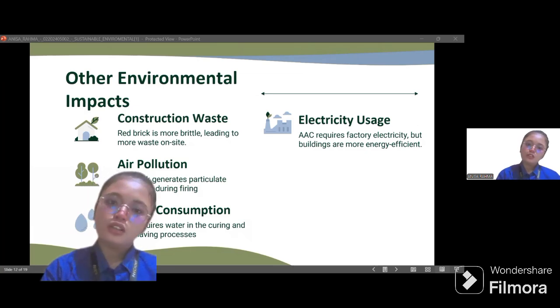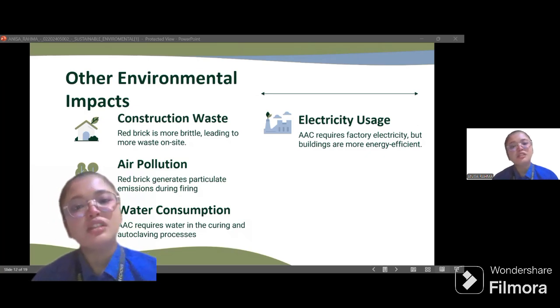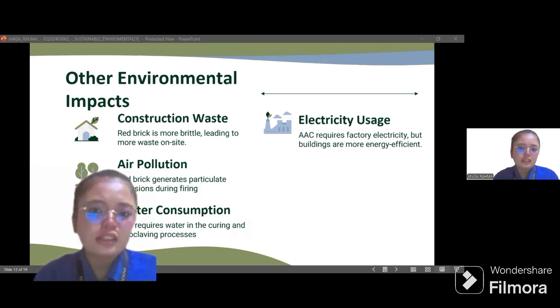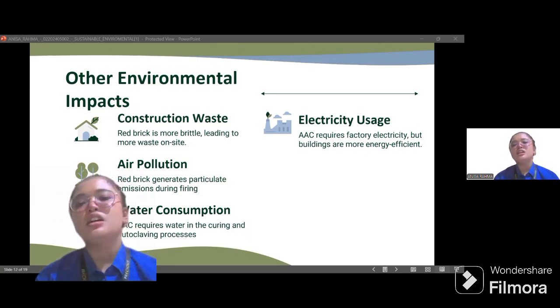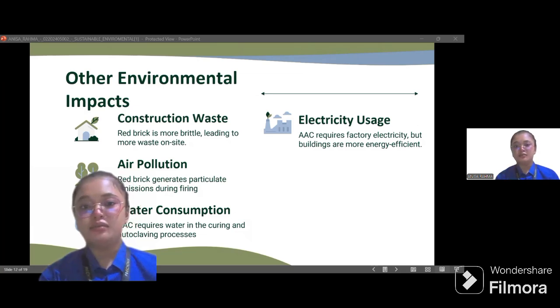The first is water consumption. For red bricks, the production doesn't rely heavily on water consumption, as the primary material used is clay, which requires minimal water during mixing and shaping. Water is mainly used for forming the mixtures and moistening the clay before firing.